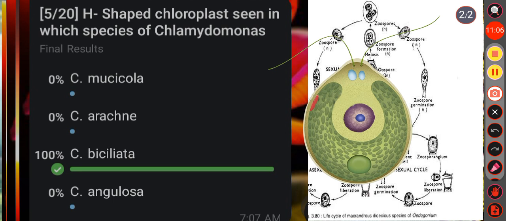For example, parietal shaped chloroplast is seen in Chlamydomonas musicola and in Chlamydomonas angulosa. Then stellate or star-shaped chloroplast is seen in Chlamydomonas archini, and H-shaped chloroplast is seen in Chlamydomonas biciliata. So here the correct answer is option C.